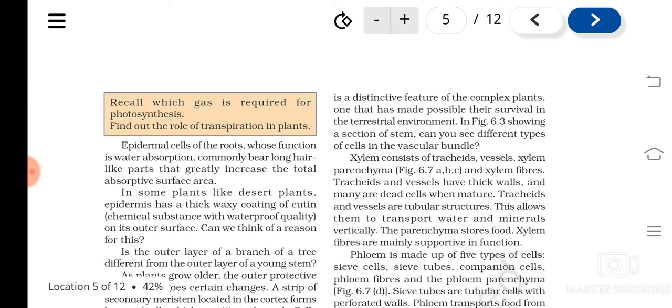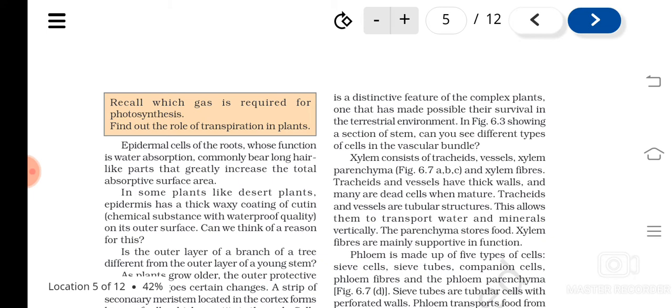Tracheids and vessels have thick walls, and they are dead cells actually. Even xylem fibers are dead cells. So what is the function of this? This helps in the transport of water and minerals vertically from roots to the leaf. And parenchyma stores the food. And xylem fibers are not taking part in conduction, but they are supportive tissues, giving mechanical strength.